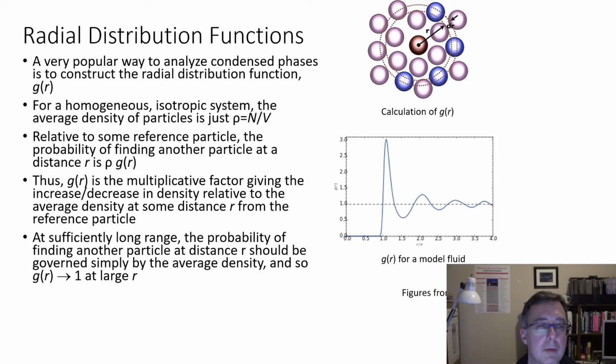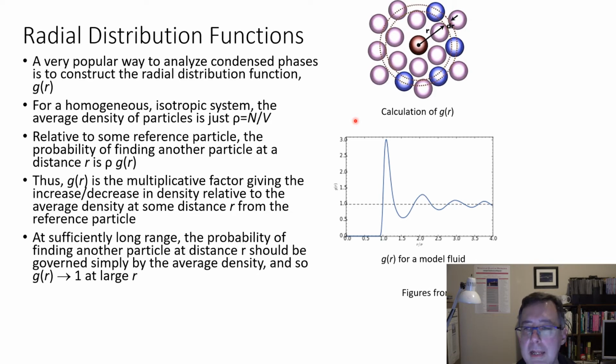Now, what else can you get out of these MD or MC simulations? One very useful property is called a radial distribution function. And this is a really great way to analyze condensed phases like solids or liquids, to compute this radial distribution function, which is often called g(r), okay?